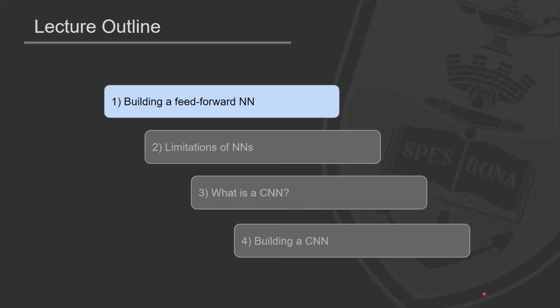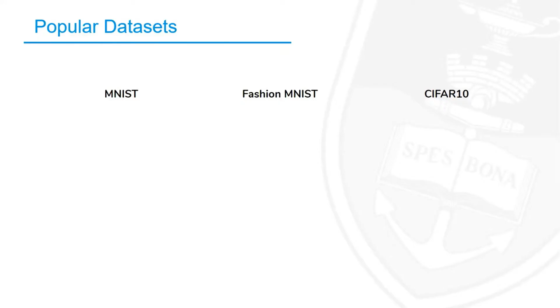In this first section, we will build a feed-forward neural network. The first challenge we have is to select a data set. A data set is a publicly available set of images or other content which you can benchmark your performance against.